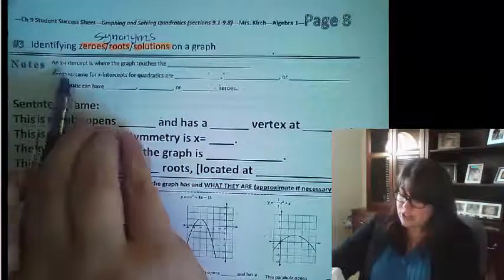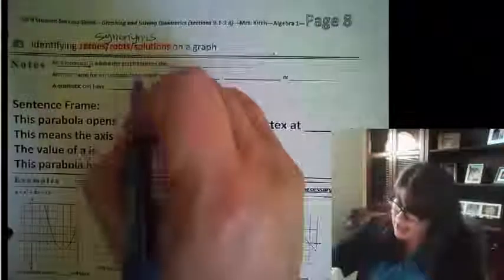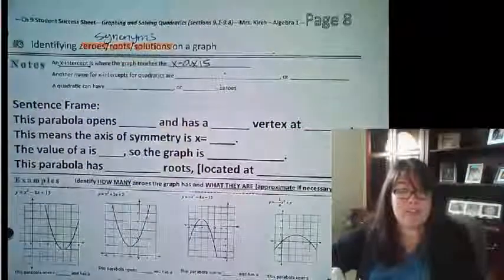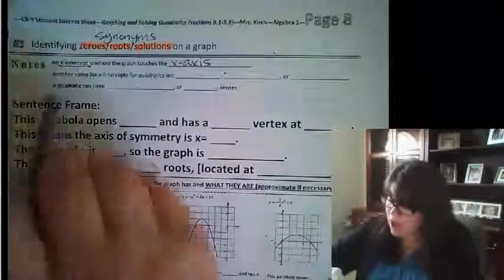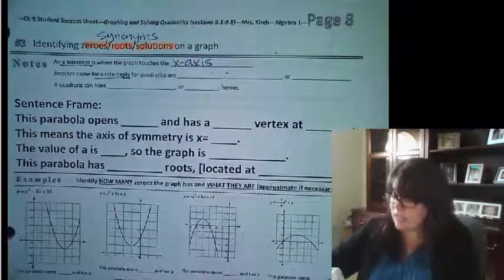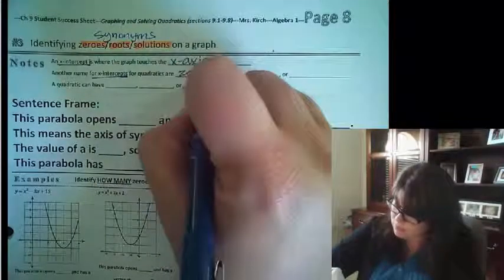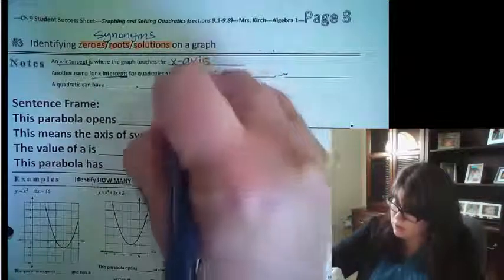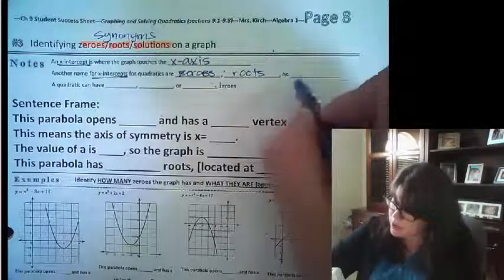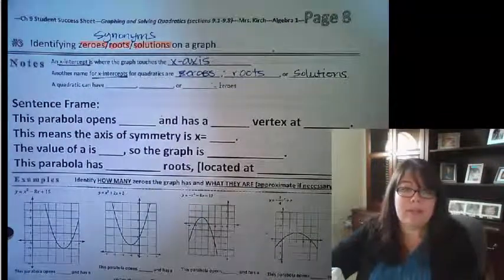An x-intercept is wherever the graph touches the x-axis, and we've dealt with intercepts before, so that shouldn't be too crazy. Another way that we can refer to x-intercepts is with these special synonyms where we can call them zeros. Sorry for my spelling error. Zeros, we can call them roots, or we can call them solutions to our graph or to our parabola.